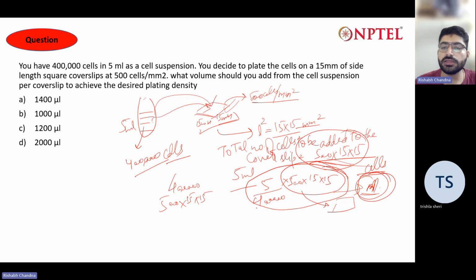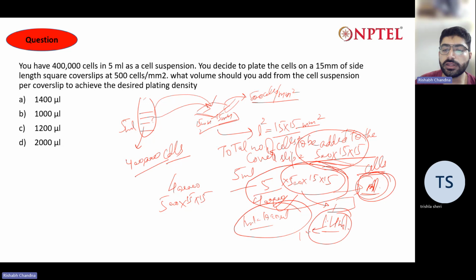From the conversion, we know 1 ml is equal to 1000 microliters. You have to remember this conversion that we use in the basic unitary method. So the answer would come around 1.4 ml. Okay, so this will be equal to 1400 microliters. So the correct answer would be option A.